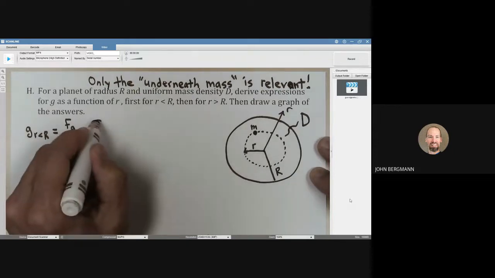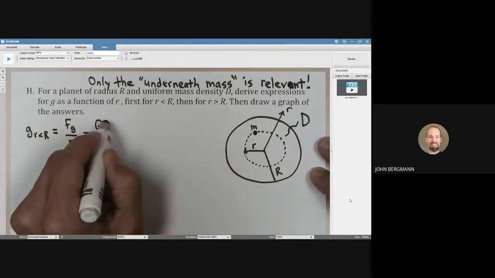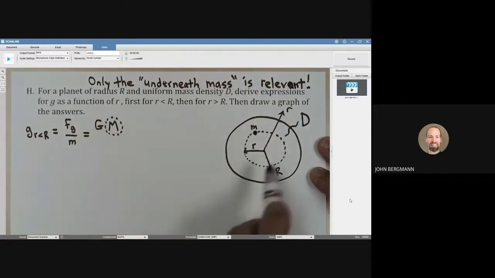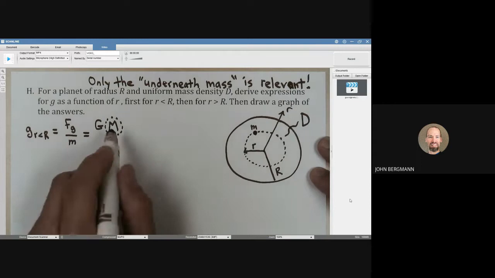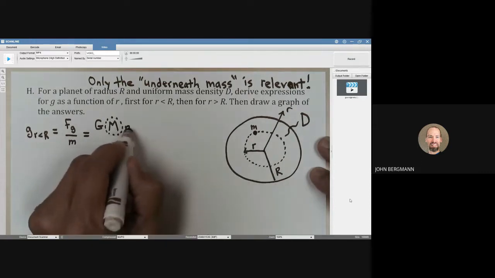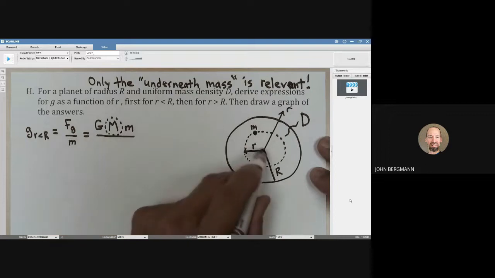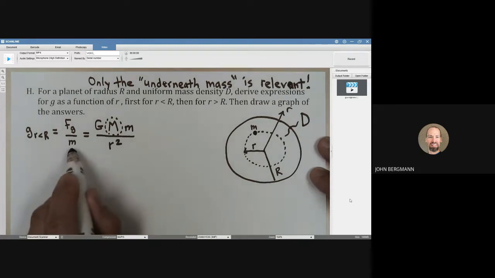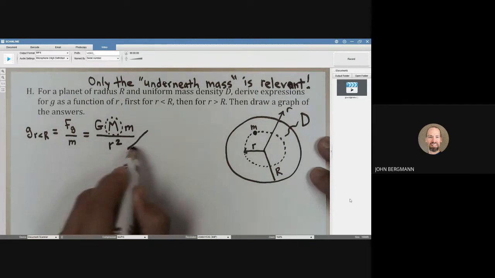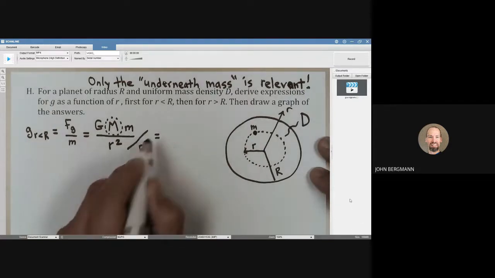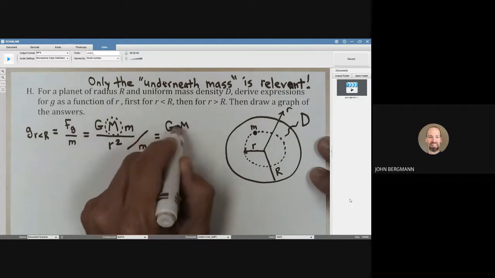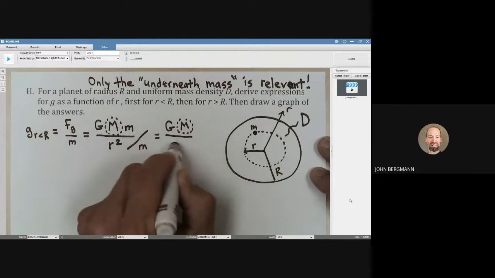Isn't it equal to big G times the mass underneath? I'm putting dots around that because those are the dots that I'm showing in this picture on the right. Big G times the mass underneath times little m divided by the distance apart that their centers of mass are, which is r squared. Well, that's just Fg. Now, I've got this little m in the numerator, so I need to divide that whole thing by m, which means that little g is going to equal big G times the mass underneath divided by little r squared.